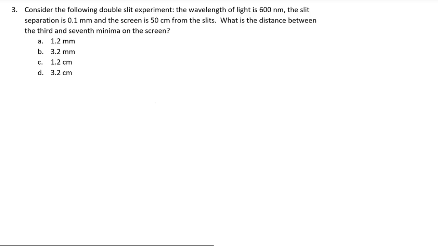Speaking of the double-slit experiment, and as I promised earlier, here is a question involving that equation relating to that experiment. We are told to consider the following scenario. We have light which has a wavelength of 600 nanometers, a slit separation of 0.1 millimeters, and we are also told that the screen is 50 centimeters from the slits. We are then asked what is the distance between the third and the seventh minima on the screen. Is it 1.2 millimeters, 3.2 millimeters, 1.2 centimeters, or 3.2 centimeters?